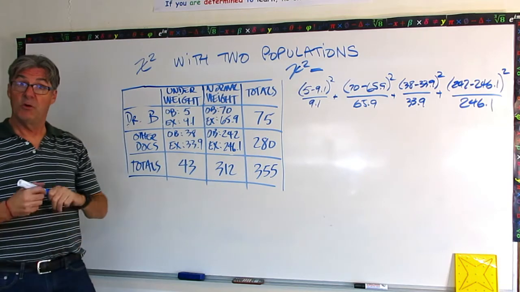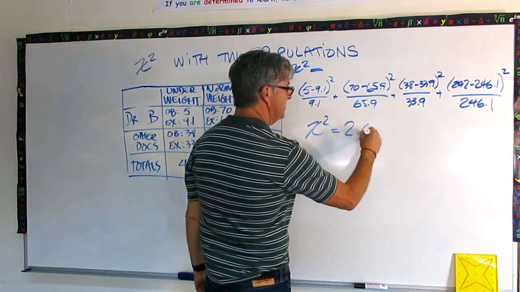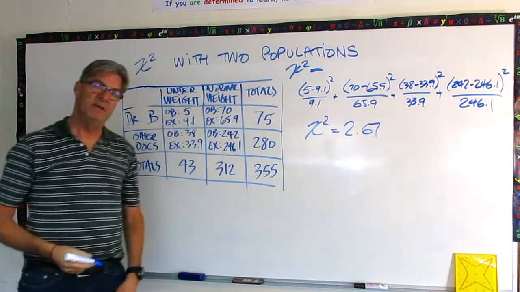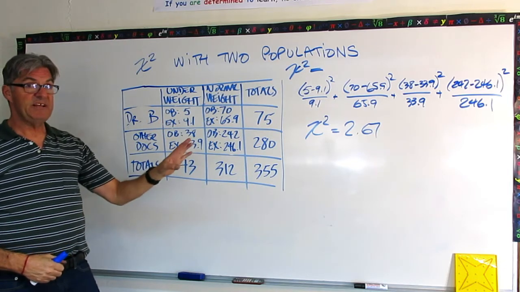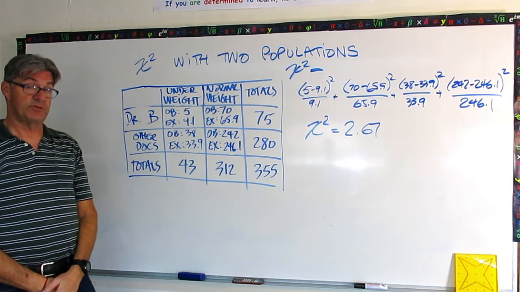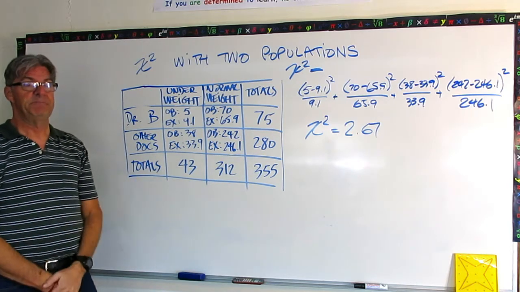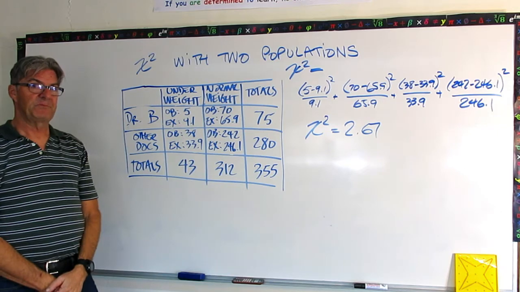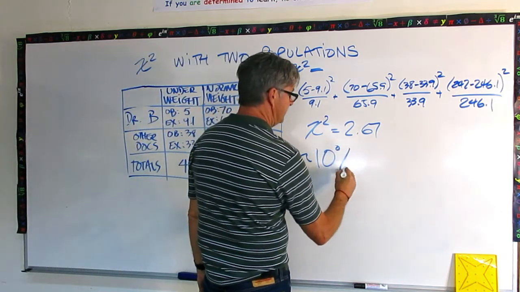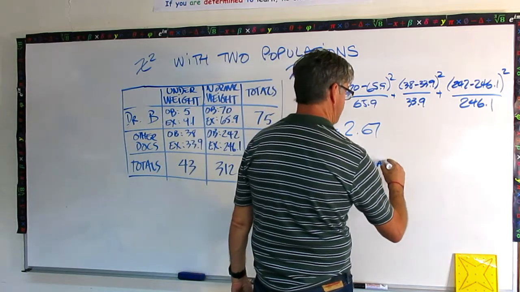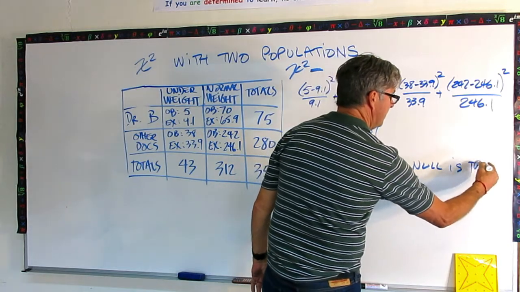Okay, let's see how you did. When I do it, I get a chi-square of 2.67. Okay? Now I want you to pause the video and determine how likely is the null hypothesis true. So you're going to have to look up that table. So pause the video, go look up that table, and then come back. Okay, I get about 10% probability. So 10% chance null is true.